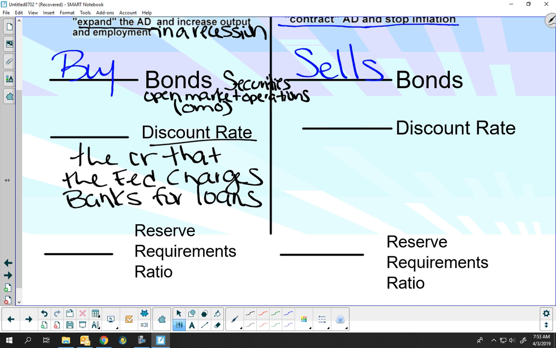This tool, the discount rate, is rarely used. Why do you think that they rarely change this? I said something yesterday: the Fed is a bank's bank, and banks can take out loans, and they're a lender to banks. Christian? They're the last resort. They're the last place you're going to go. If you are a bank and you need a loan and no one else will loan to you, what kind of shady bank is not being trusted by other banks?